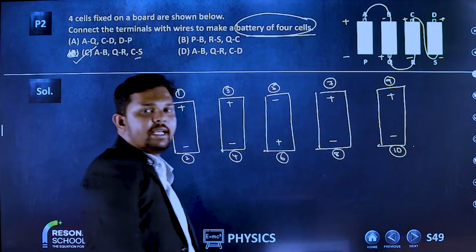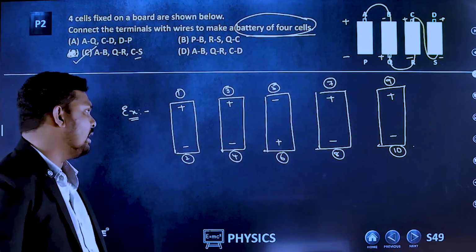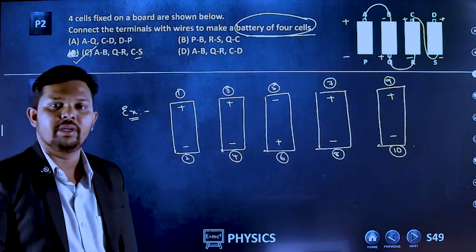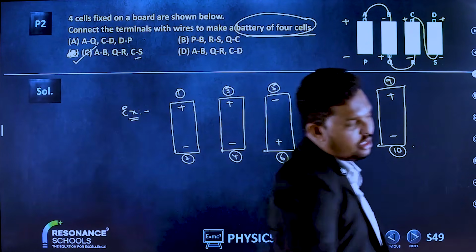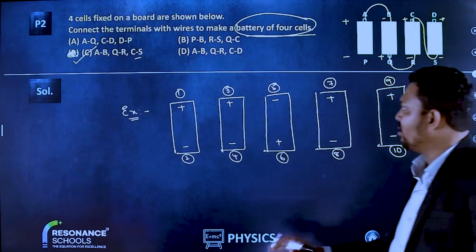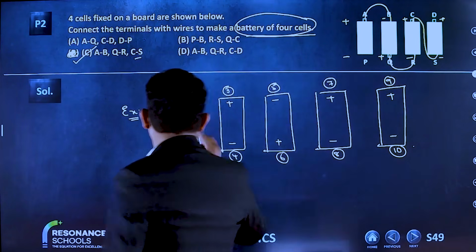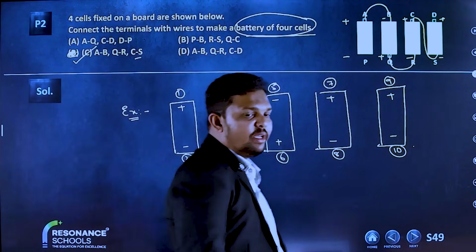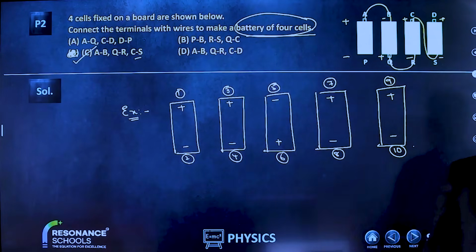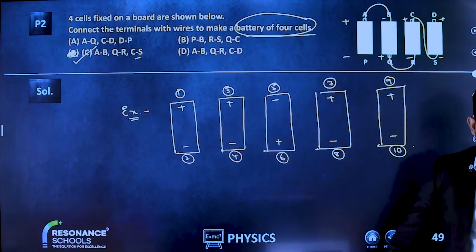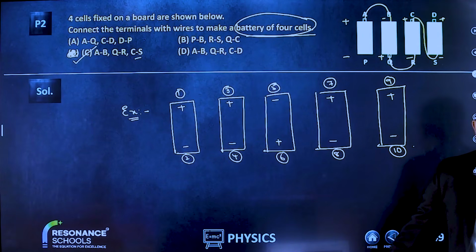To make a battery, what are the connections that have to be given? Your time starts now. I'm not going to give the options. You have to say 1 connected to 4, 3 connected to 2, whatever it may be. You have to give the answer accordingly. Let's see how many students are going to give the answer.